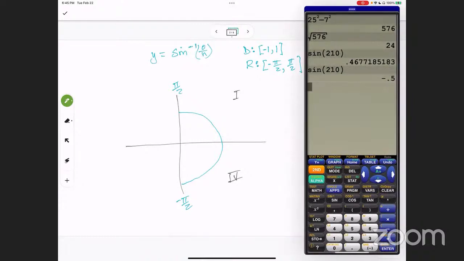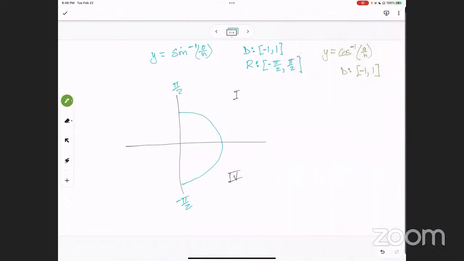Let me prove that to you. If I tried plugging into the cosine inverse a number like 2, it's going to say you can't do that. It said calculator error. You might not have been able to see that. You can only plug in numbers between -1 and 1 inclusive.